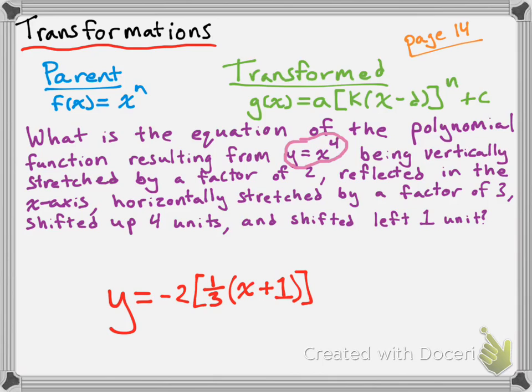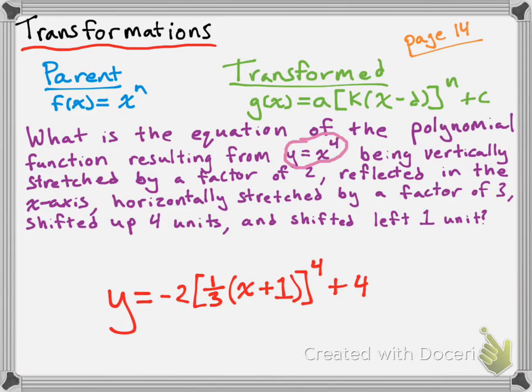Now we need the exponent n, and again, I'm going to direct you to our parent function, which is y equals x to the power of 4, and that's a degree 4 power function, so that means that we're going to have a degree 4 polynomial function after our transformation, so that's what we're going to put in next. And then the last thing, our plus c, remember that that's just shifting up or down. You're going to notice that we have a shift up 4 units, so our c value is going to be plus 4. Okay, so this is going to be the equation that we're going to be dealing with.